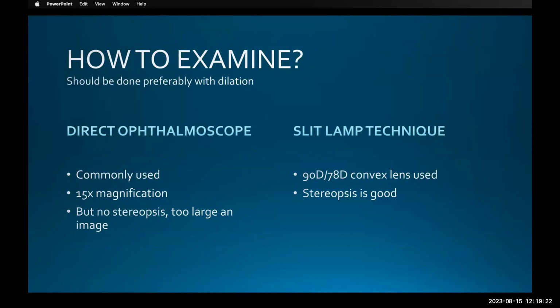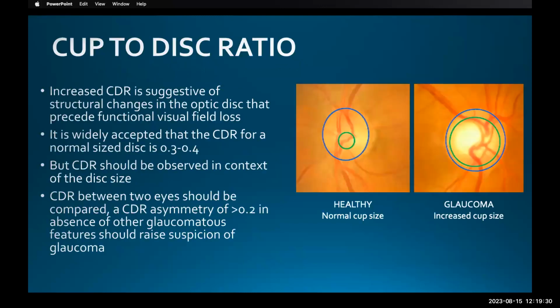Direct ophthalmoscope, although it gives a higher magnification of 15x, has less stereopsis, while in slit lamp examination, the stereopsis is good. The cup to disc ratio is widely accepted to be 0.3 to 0.4. However, the CDR should be observed in context of the disc size. A CDR asymmetry of more than 0.2 should raise suspicion of existing glaucoma.